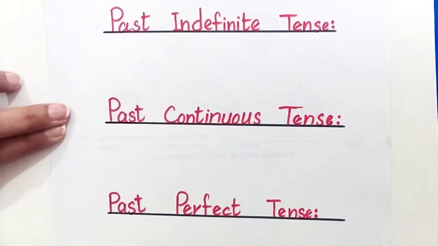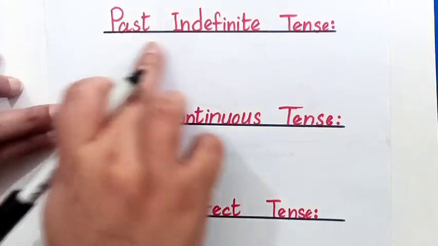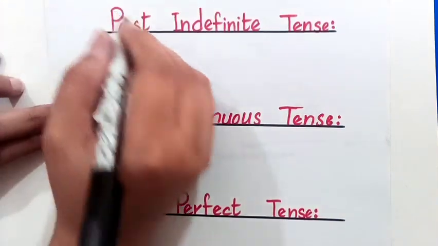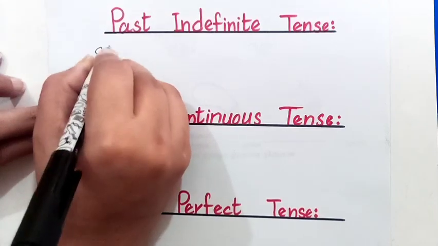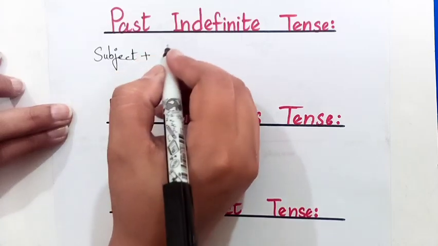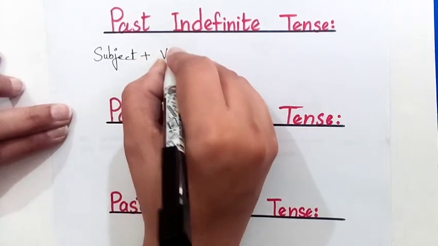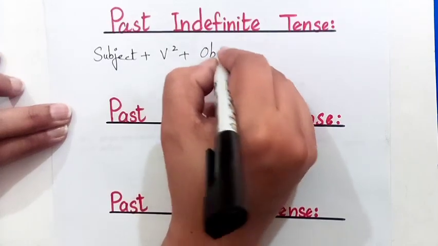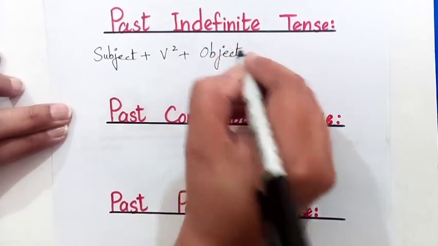Now I will write the formation of past indefinite tense. The formation is subject plus V2, that is second form of verb, plus object.